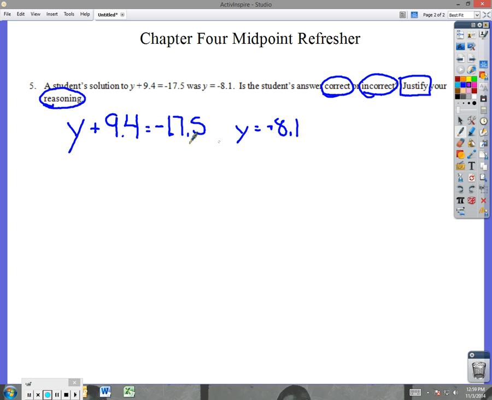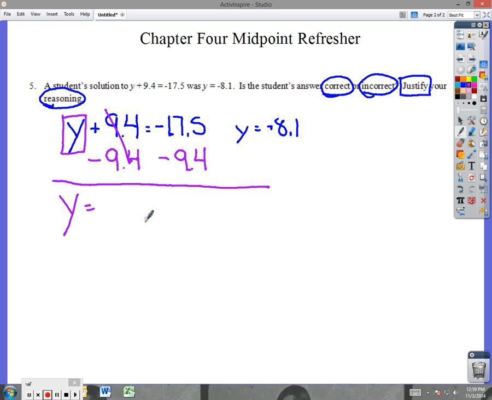I want to isolate this variable of y. I need to get rid of the 9 and 4/10. To get rid of it, I subtract. All last week I was stating that if you have negative numbers, negative decimals, these aren't integers, it's best to do it horizontally, not vertically. So now we're left with y is equal to negative 17.5, which makes it easier for me to see, minus 9 and 4/10.